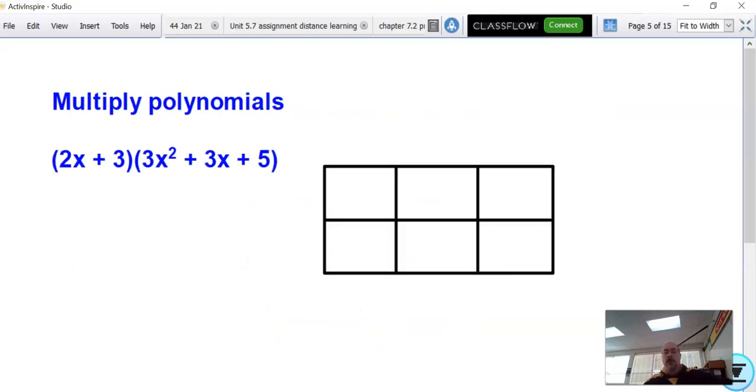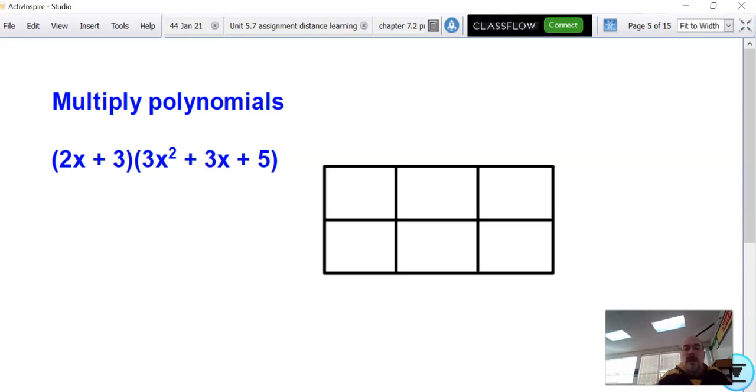Now, multiplying. Now, I highly advise using the box. You don't have to use the box, but I have found that students tend to forget to multiply something if they don't use the box. All right, it's not that hard to make a box and then use it, folks.